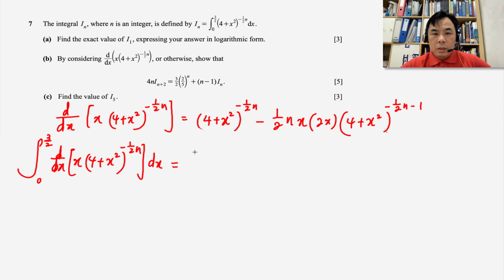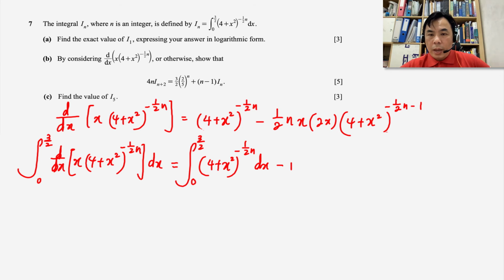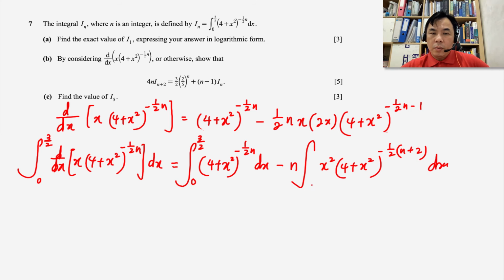And then thereafter, this will be the integration from 0 to 3 over 2 of (4 plus x squared) to the power of negative half of n dx. And then after that, the second part will be here. It will be n, so I can take out the n because it's the same thing here. (4 plus x squared) to the power of negative half of n plus 2, with respect to dx, from 0 to 3 over 2. That's how it looks like. And then this part is quite easy because you reverse the process.